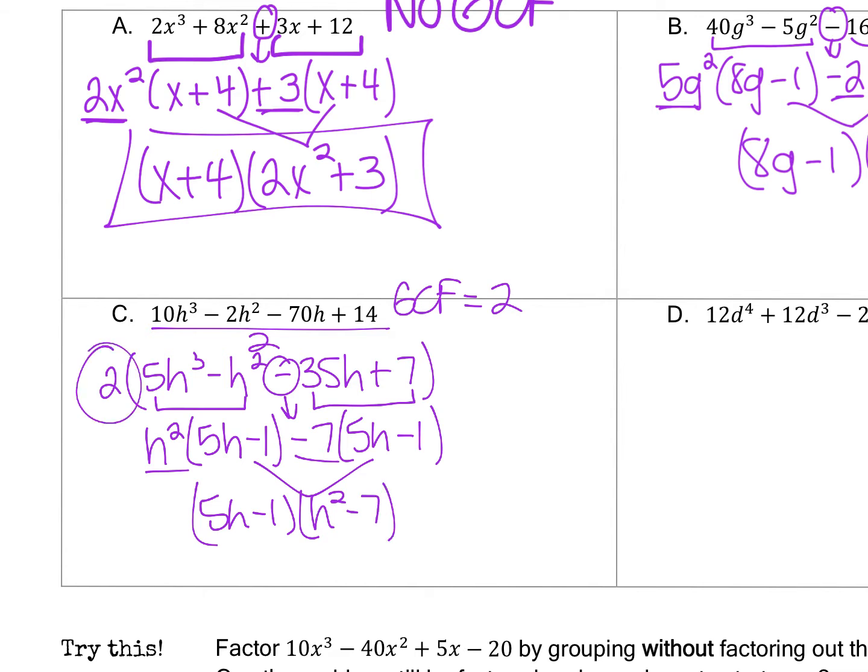And then don't forget about that GCF that you took out at the beginning, because remember, we want this answer to equal what we started with. Factoring is just another way of writing a polynomial. So we're factoring it.